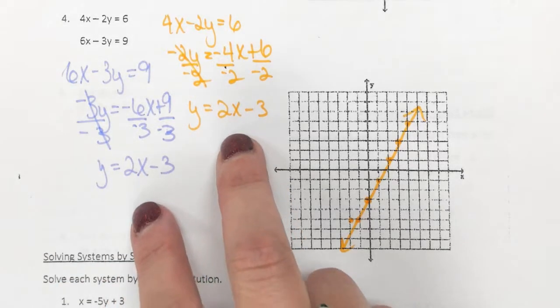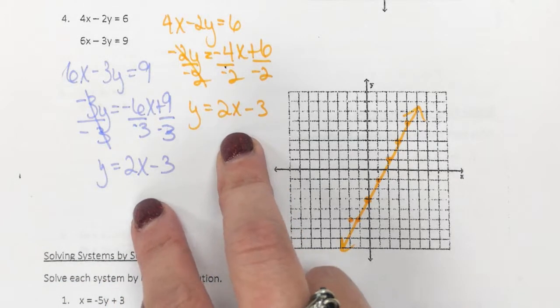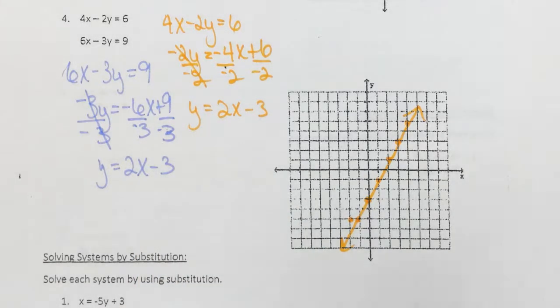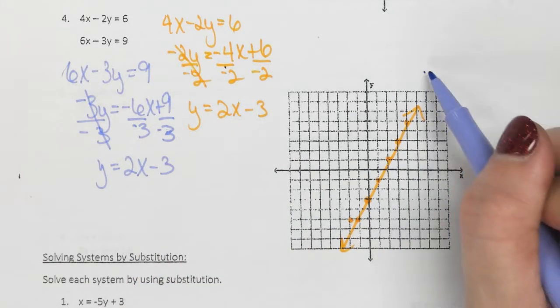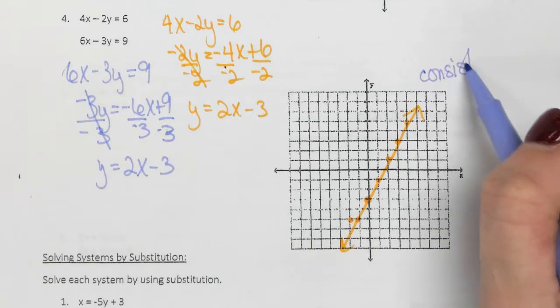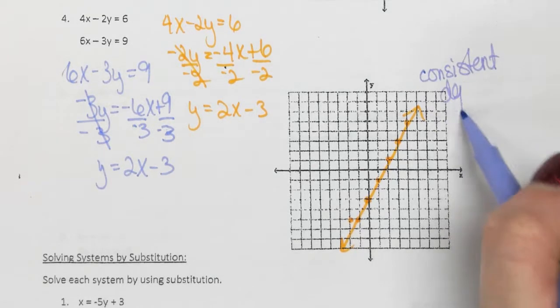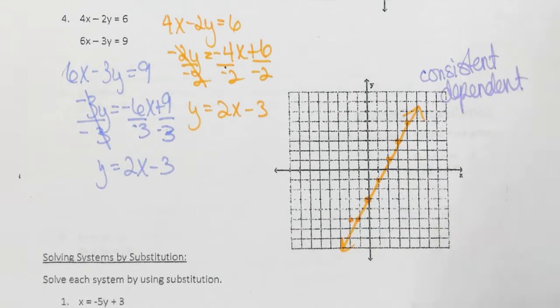All right, so they became the same line, right? And what do we call that when they become the same line? Consistent dependent. Consistent and dependent. Very nice.